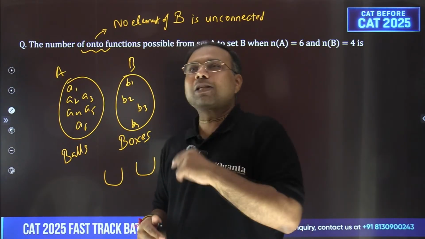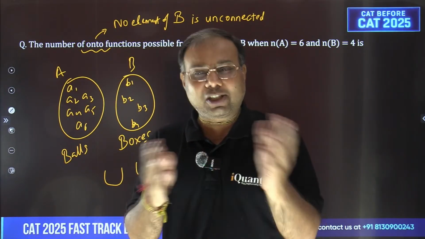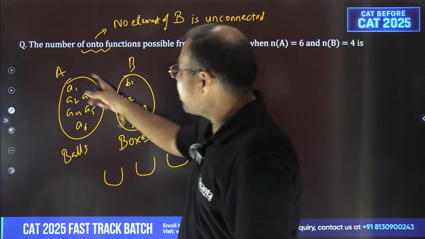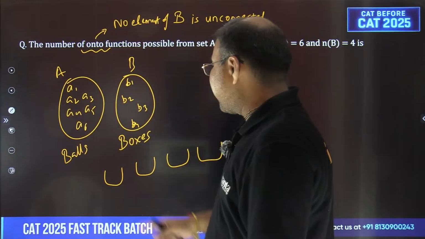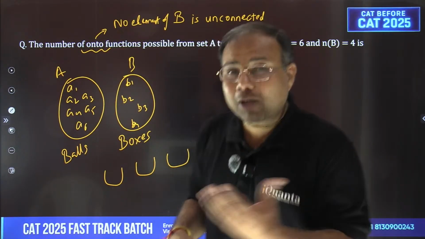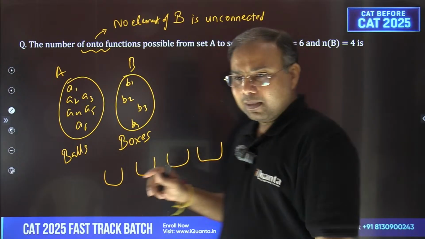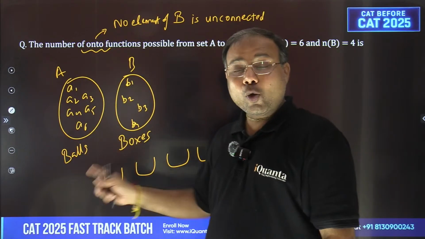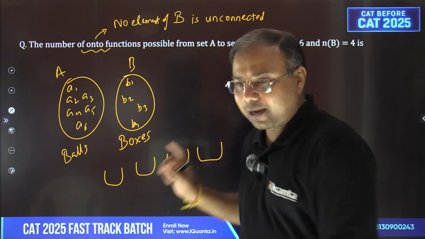In your PNC topic, we call it grouping and distribution. So first we are going to group these 6 balls. What could the groupings be? Can you tell me what could be the number of balls in these 4 boxes? Can you break these 6 balls into 4 parts such that no box is blank?